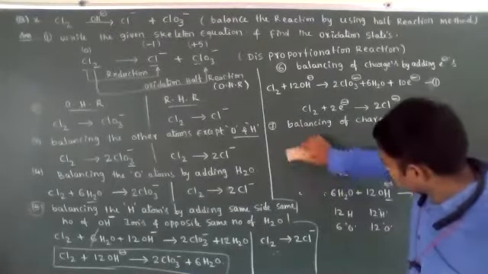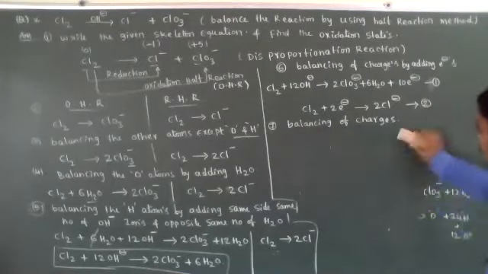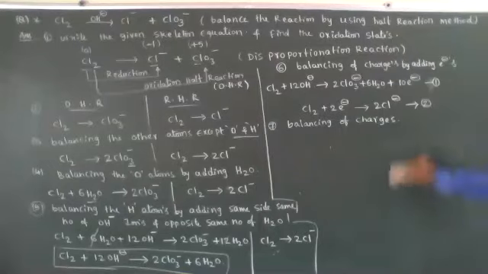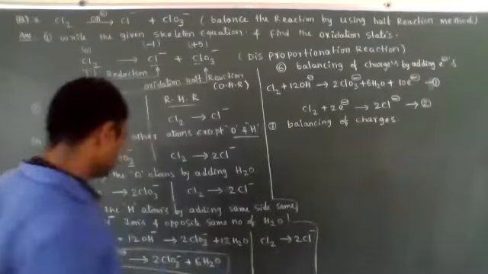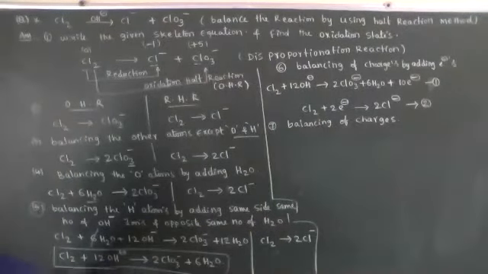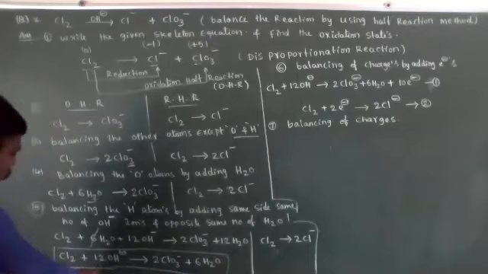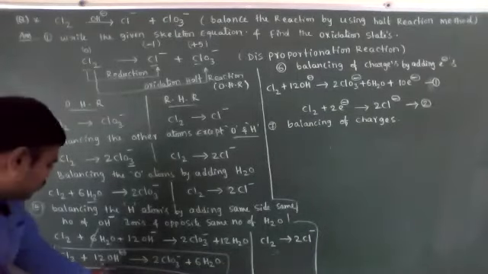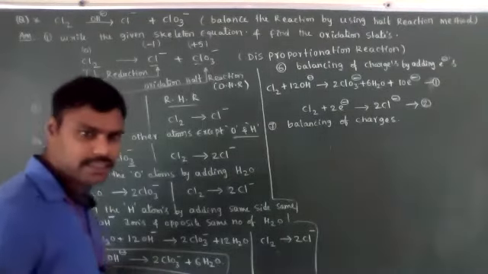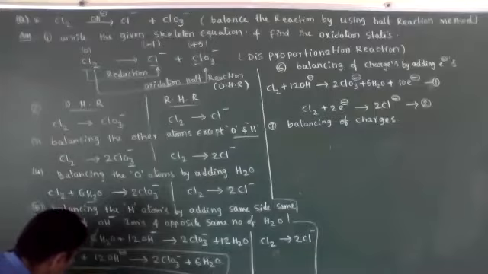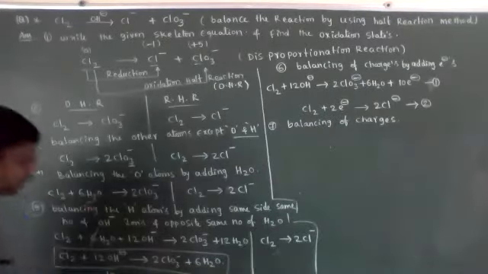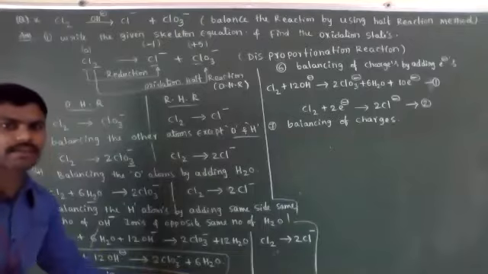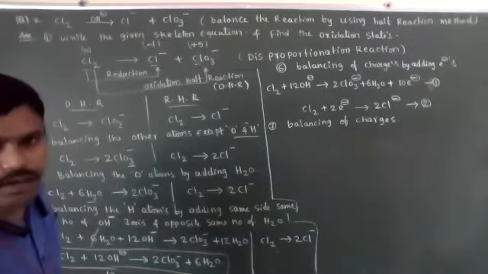Okay. Next. The next step is balancing of charges by addition of electrons. Balancing of charges. In this equation, Cl2 plus 12 OH minus ions, how much negative charge is present? Minus 12 is present. And here how much negative charge is present? Minus 2, from 2 ClO3 minus.